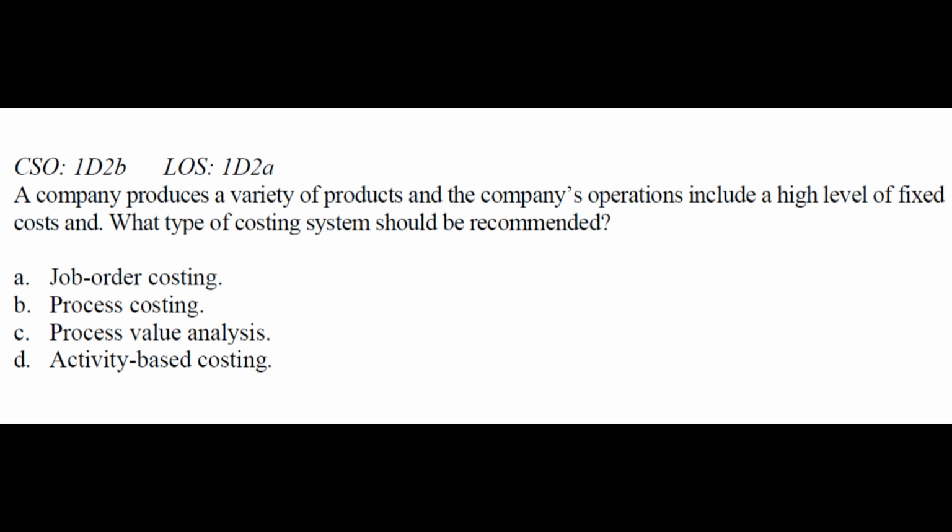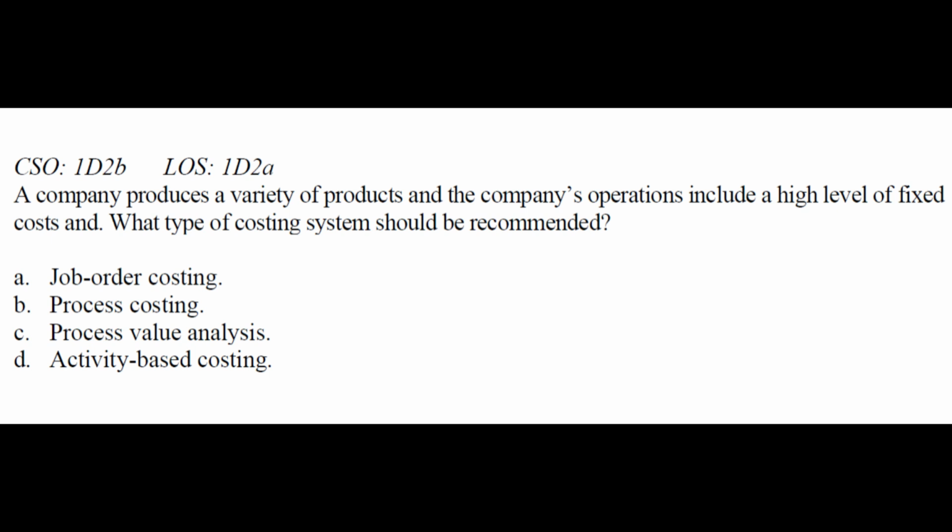A. Job order costing. Incorrect. This is used for customized, unique products, not diverse, standardized production with high overhead complexity. B. Process costing. Incorrect. This applies to homogeneous products, not a variety of products. C. Process value analysis. Incorrect. This is not a costing system. It is a cost reduction and efficiency technique.